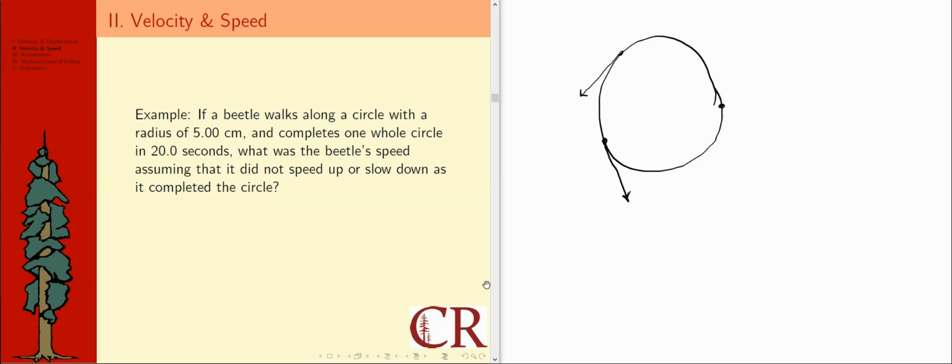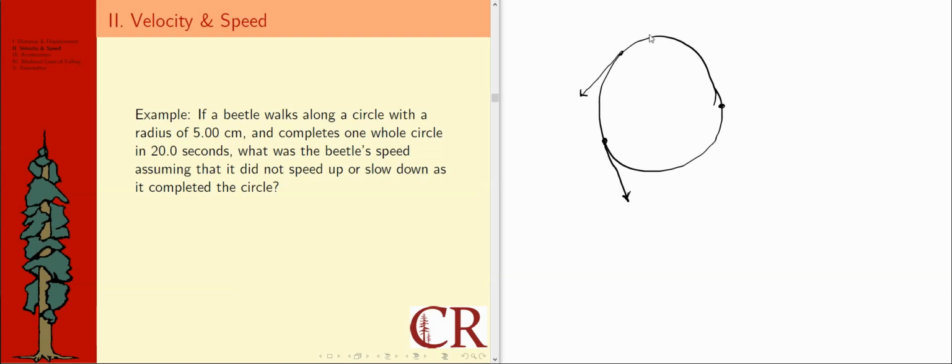So you have another example here involving the beetle walking in that same circle. You can kind of read the description there, but now it's asking what was the beetle's speed, assuming that it did not speed up or slow down as it completed the circle. So finally, I think we're ready to do a calculation here because speed is distance over time.